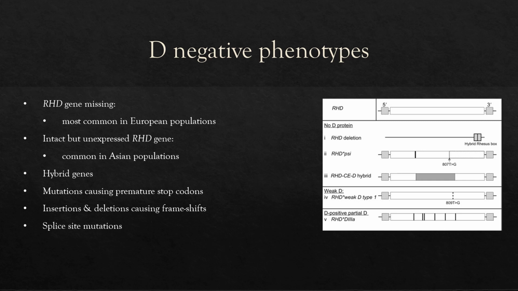How do we get a D negative phenotype? In Caucasians, the D negative phenotype almost always results from homozygosity for the deletion of the entire RHD gene. However, in D negative Black populations, they usually have an intact RHD gene, but the gene is inactivated. There is a gene called RHD-Psi, which is a pseudogene that produces no D protein and no D antigen.